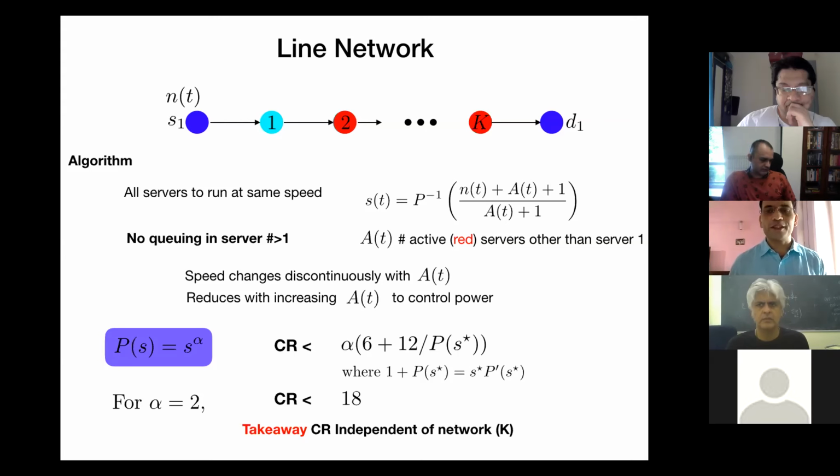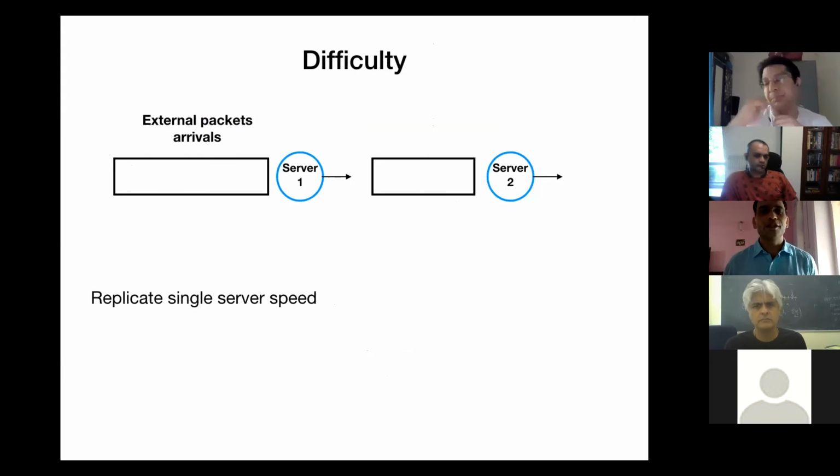So let me now recap why we need all this complicated speed business and not somehow use what we know for a single server setup. The natural question that can pop up is, why can't I just use what I know for a single server and keep doing this in sequence? The difficulty is as follows.